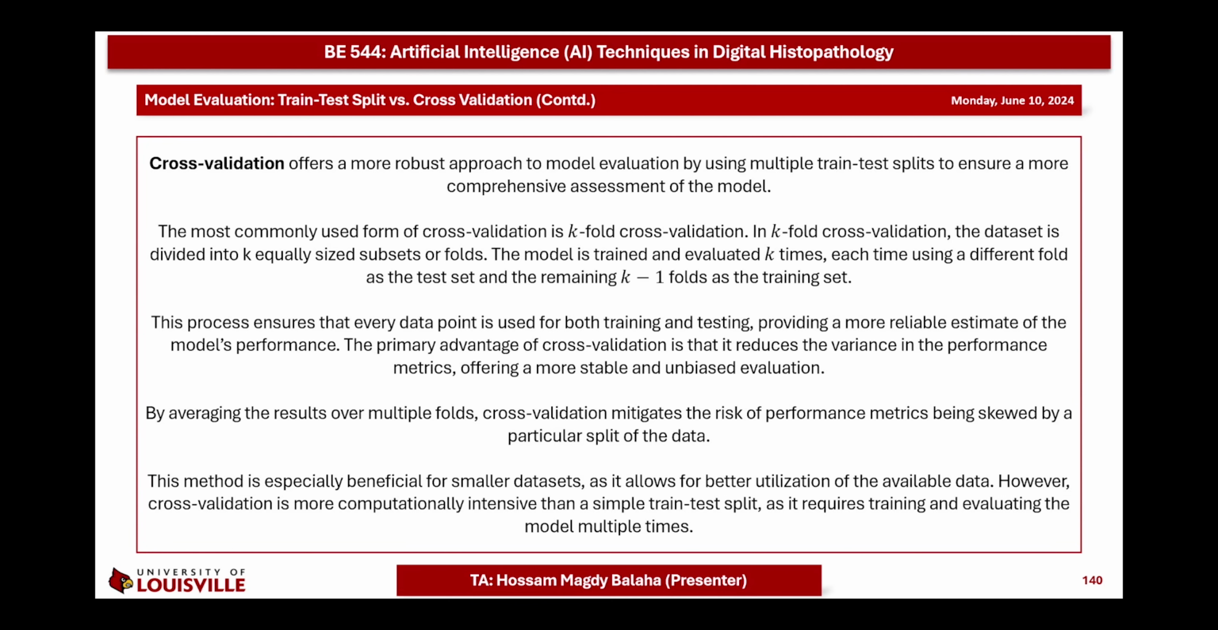The advantage of it is that we are reducing the variance in the performance, which can offer a more stable and unbiased evaluation. So cross-validation can mitigate the risk of performance metrics being skewed by a particular split of the data. However, it's more computationally intensive than a simple train-test split because it requires training and evaluating the model multiple times. For example, if you are going to apply 100-fold cross-validation, then we are repeating the training and testing 100 times. So it will take more resources and time.